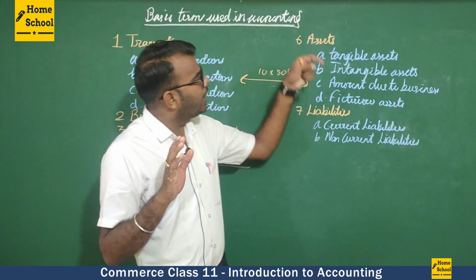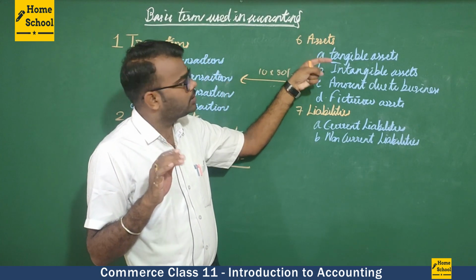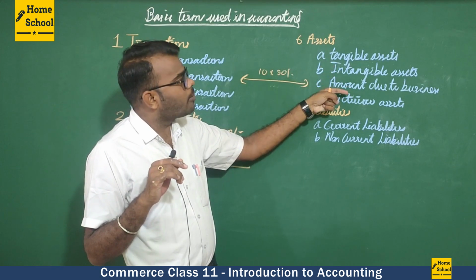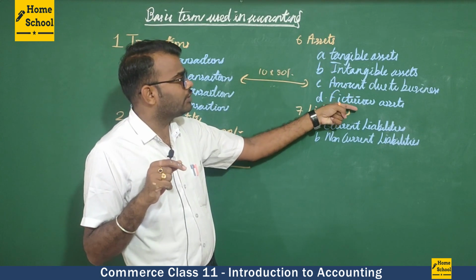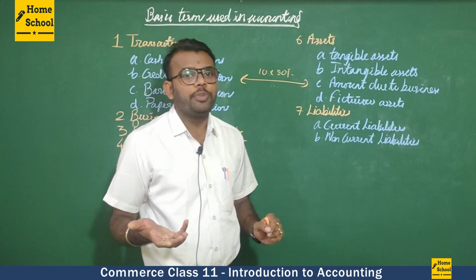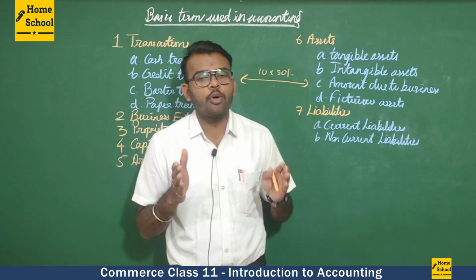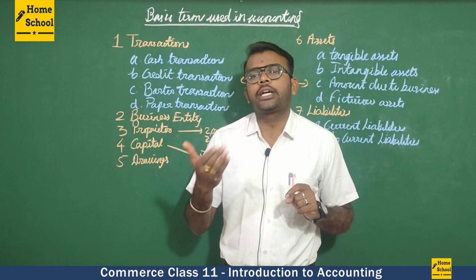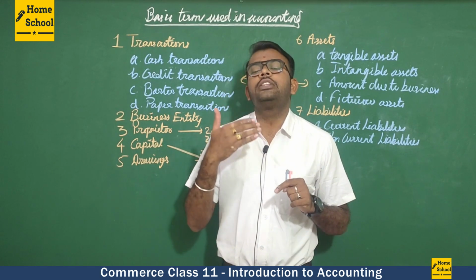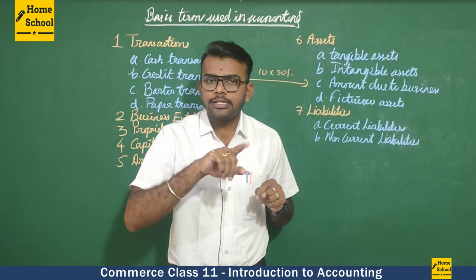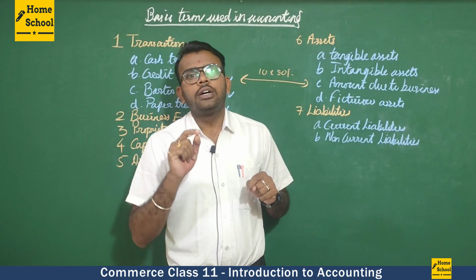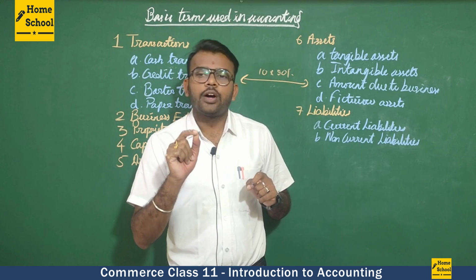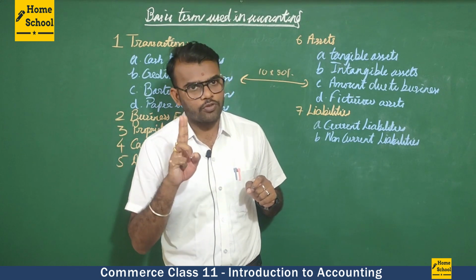Hope you are understanding the concept. In the asset, we have a tangible asset, intangible asset, amount due to the business and a fictitious asset. You might be thinking that there are two more very important assets, that is what? Current assets and non-current assets. Say, for example, the fixed assets. Current assets, or even we can call it non-current assets or fixed assets. Two types of assets we have.